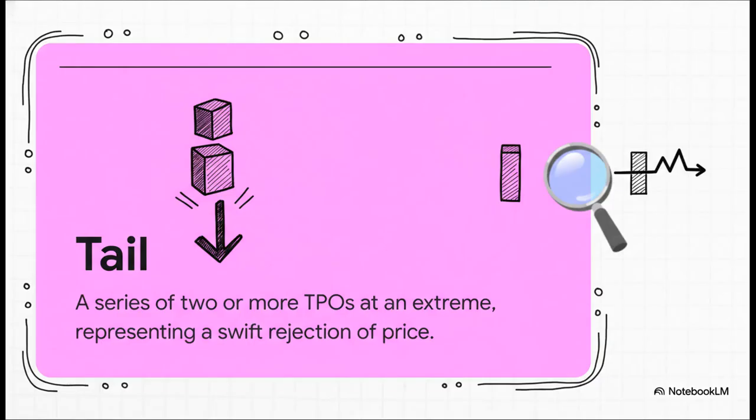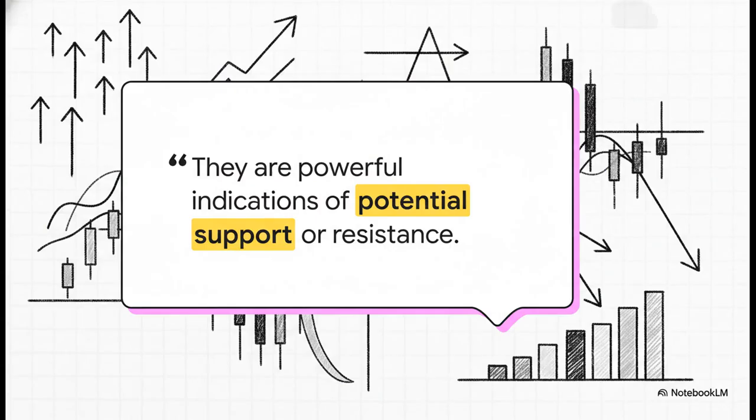So what actually makes it a tail? Well, it's not just one stray mark. It has to be at least 2 of these little blocks, we call them TPOs, stacked right on top of each other. Each TPO just means the market traded at that price during a certain time. So when you see 2 or more stacked like this, it means the rejection wasn't some fluke. The market tested that price, and the response was so fast and so strong, it left this sharp, thin footprint behind.